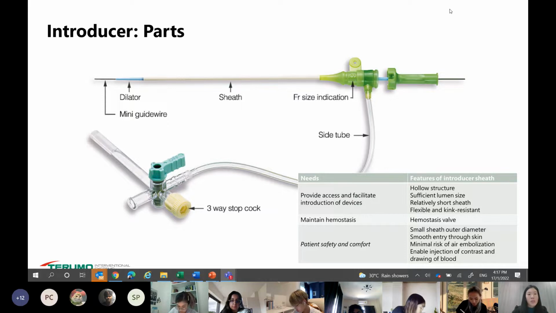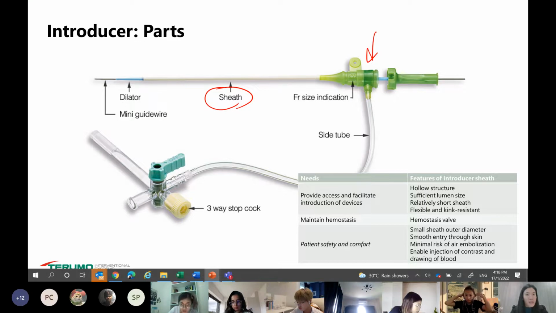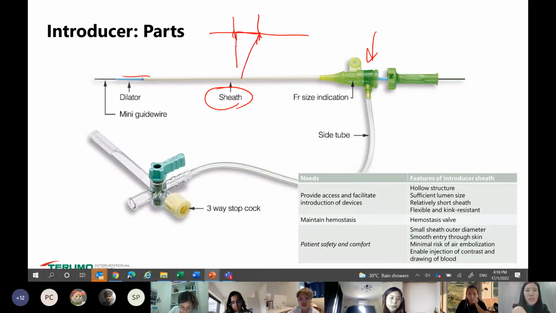Basically, it's a hollow tube. Here, the sheath itself is a hollow tube. It has a hemostasis valve at its proximal end, and that's basically the simple part of the introducer. But to make the entry into your vessel, into your skin smooth, you need this dilator. Otherwise, if you just introduce this into your skin, it's going to be very painful. So you will have this transition so that you can transit very nicely into your skin with minimal pain.